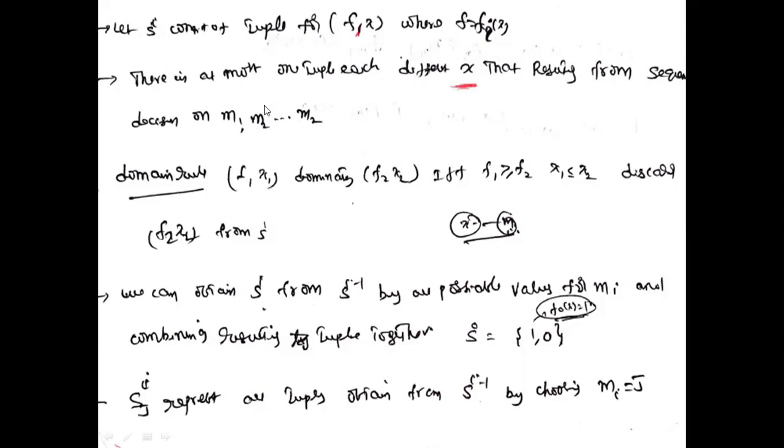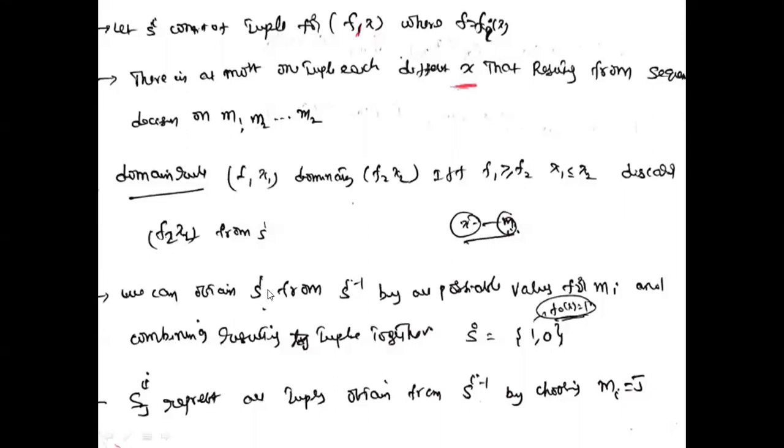So we use dominance rules. The tuple f1 comma x1 dominates f2 comma x2 if and only if f1 is greater than or equal to f2 and x1 is less than or equal to x2. Then we discard f2 comma x2 from S power I.